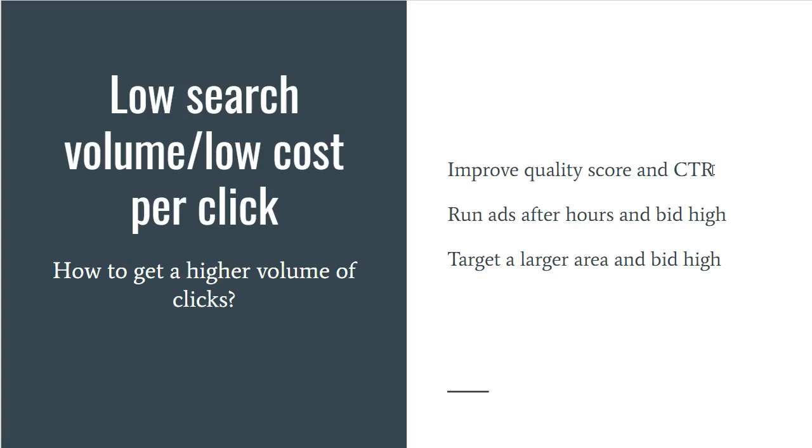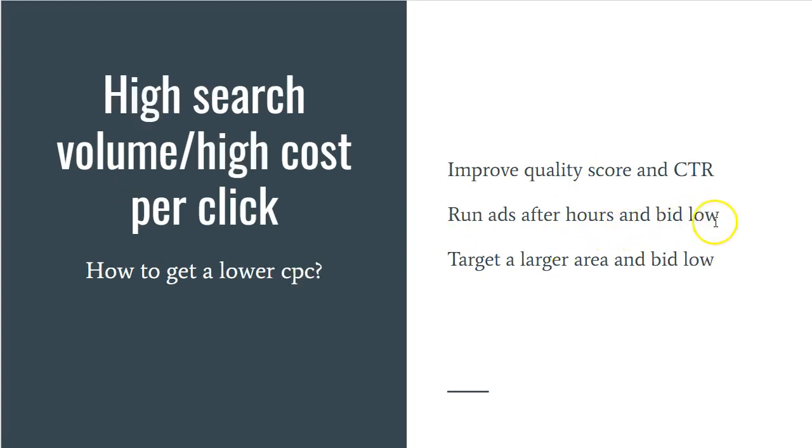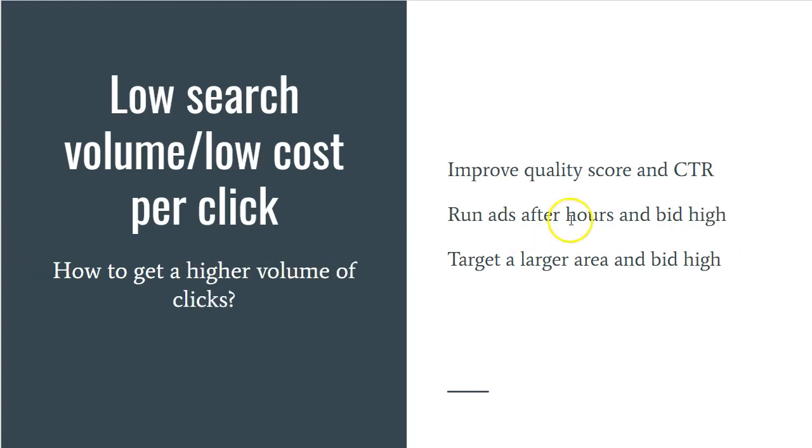Now the other thing you can do is run ads after hours and bid high. This is different from where you were bidding low because you wanted a lower cost per click. Over here the cost per click is not a problem, so you can afford to bid higher than the average cost per click. But over here you're chasing those impressions, you're chasing those clicks, because the clicks are few and far between because of low search volume.